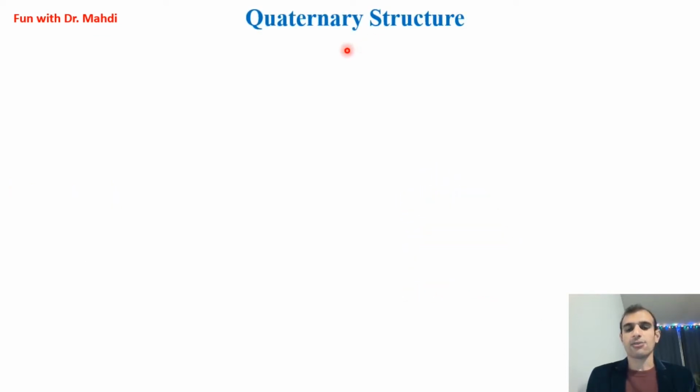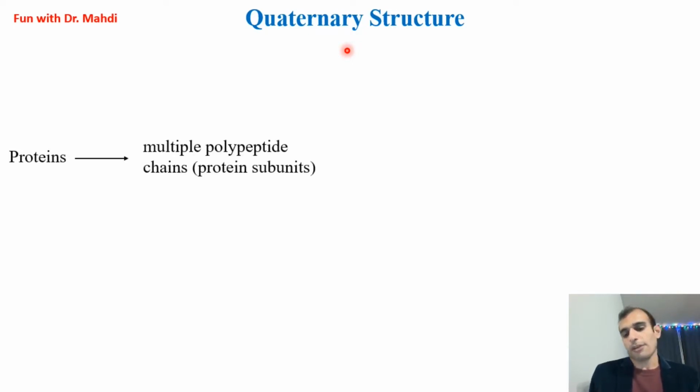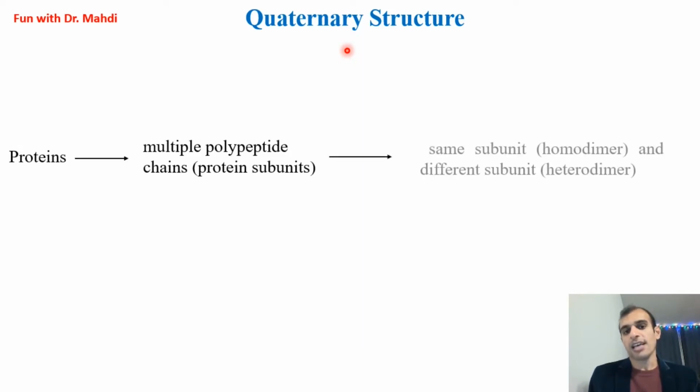And now quaternary structure. You cannot have quaternary structure for every protein. If you would like to have quaternary structure, you need to have at least two types of polypeptide. When you have only one type of polypeptide, you cannot have quaternary structure. But anyway, for some proteins, we have multiple polypeptide chains, protein subunits. Sometimes we have the same subunit and we call it a homodimer, and sometimes we have different subunits and we call it a heterodimer.